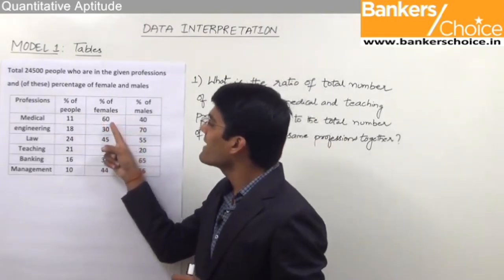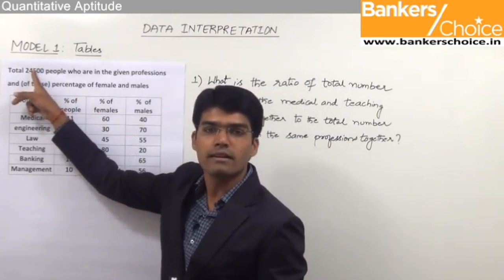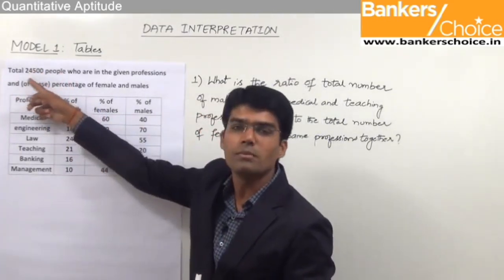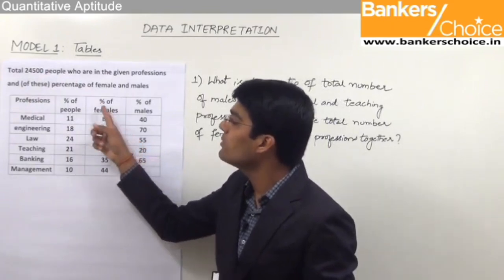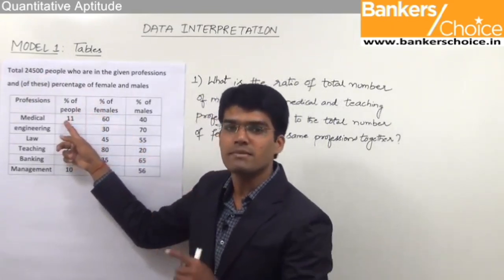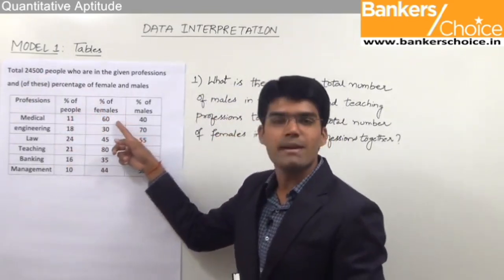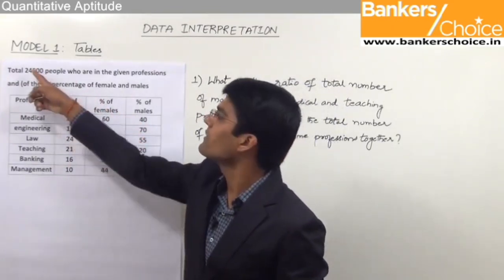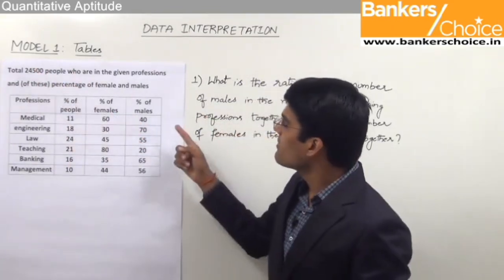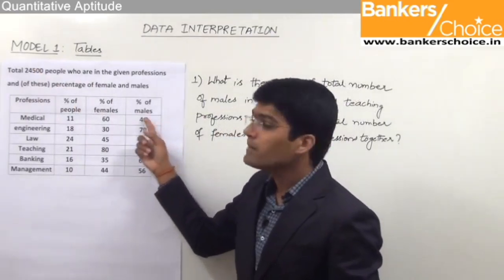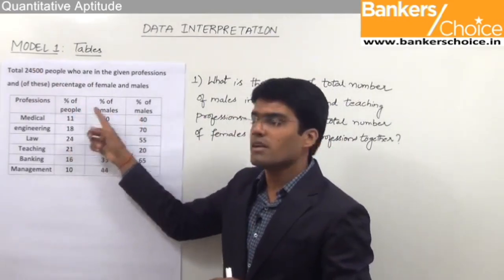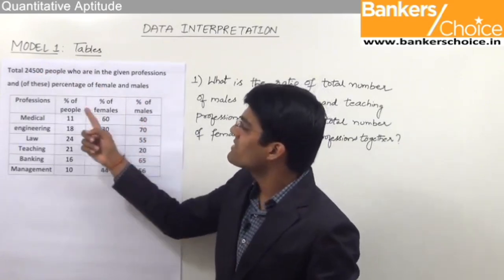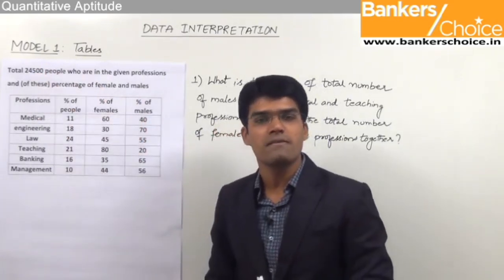Remember, it should not be taken as 60% of 24,500. Why? Because this 60% is not with respect to the total number of people. This 60% is with respect to the number of people in medical, that is 11%. So the number of females in the medical profession will be 60% of 11% of 24,500. Likewise, the number of males will be 40% of the total people in the medical profession, but not 40% of the actual total number of people. So it should be taken as 40% of 11% of 24,500.